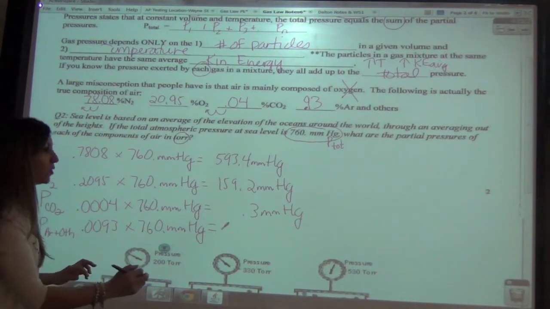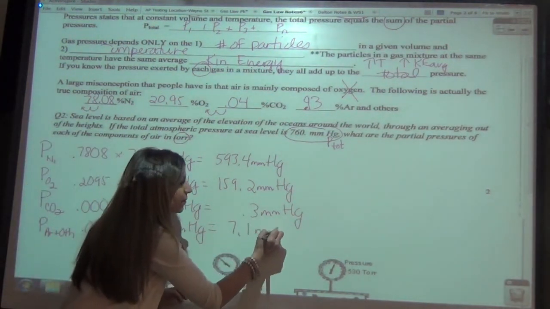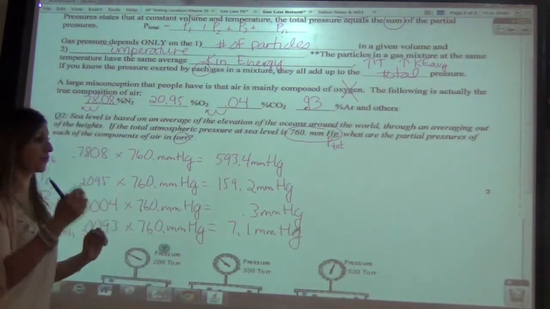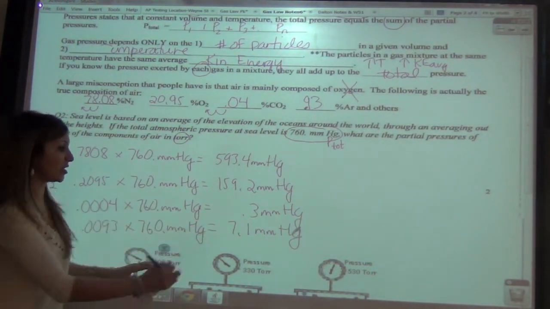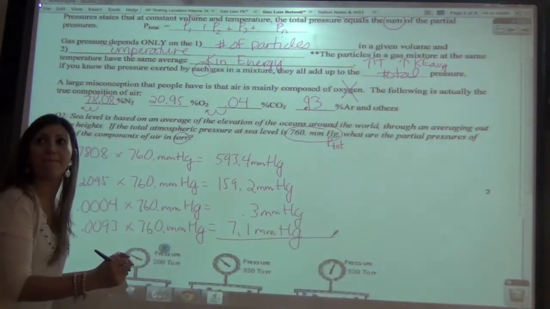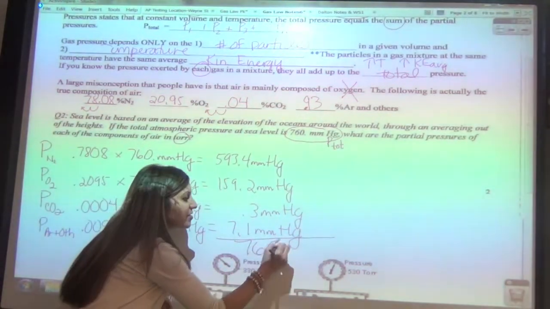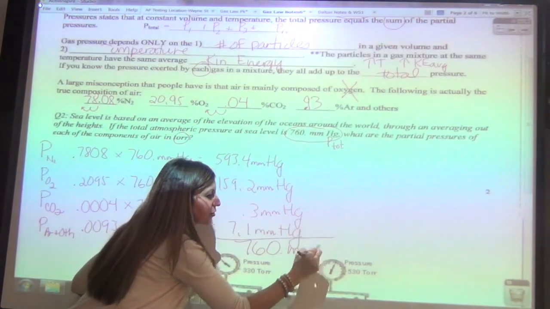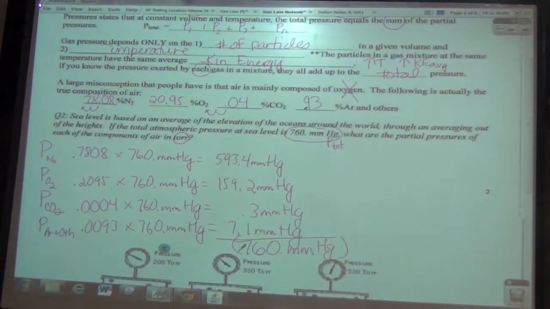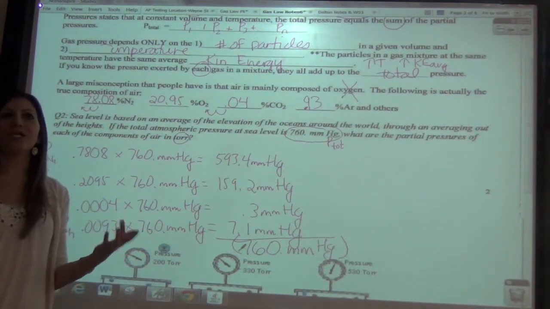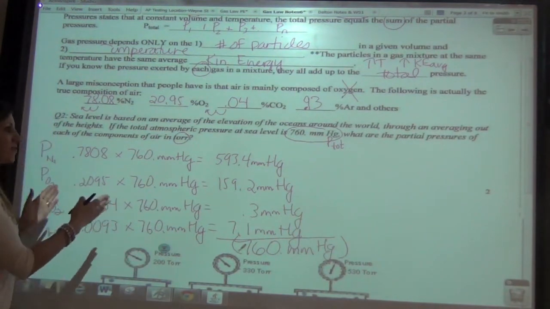So this one ends up equaling 7.1 millimeters of mercury. And so when we add this up, we should end up getting what? 760 millimeters of mercury total. Okay, and that's basically our check of this. Okay? So the question is, can we get an equation from what we did?